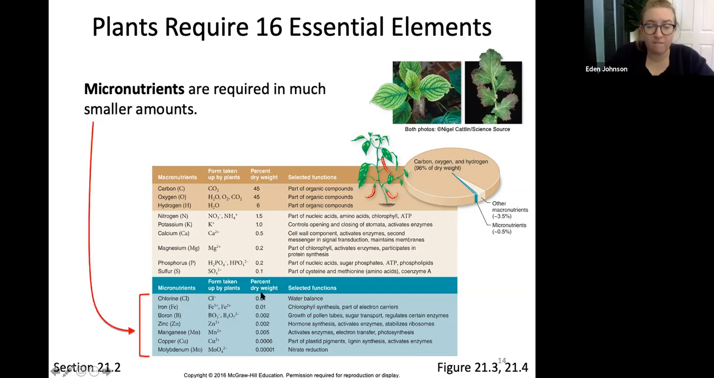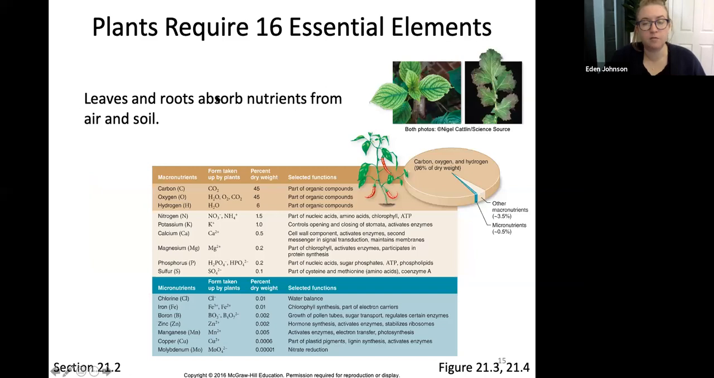Micronutrients are just required in very small amounts. Percent dry weight, not even 0.1%. It's 0.01% of the dry weight of a plant. So you've got chlorine, iron, boron, zinc, manganese, copper, molybdenum. But even though they're only included in extremely small amounts, all of these micronutrients, the plant could not function without them. So leaves and roots absorb nutrients from the air and from the soil.